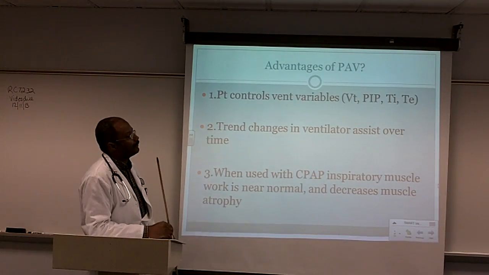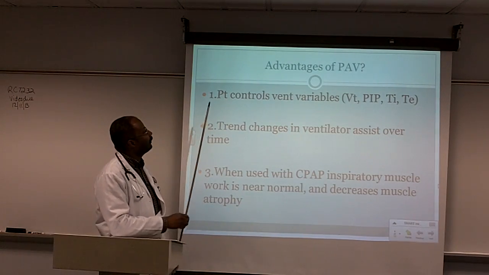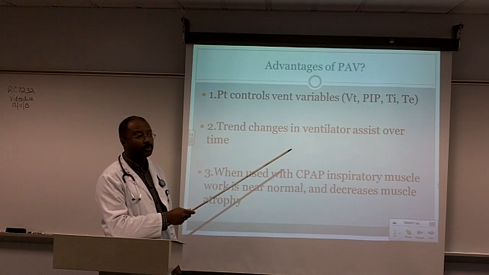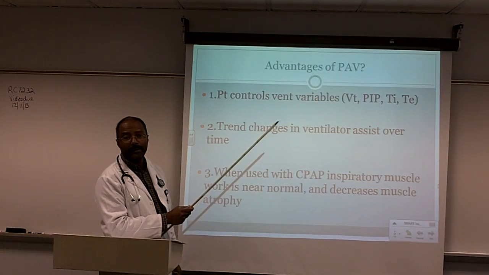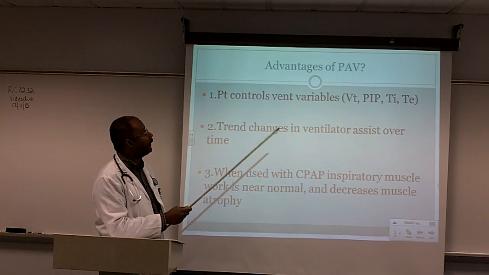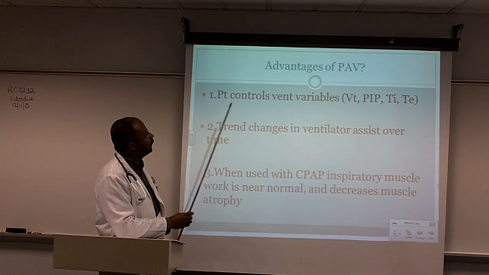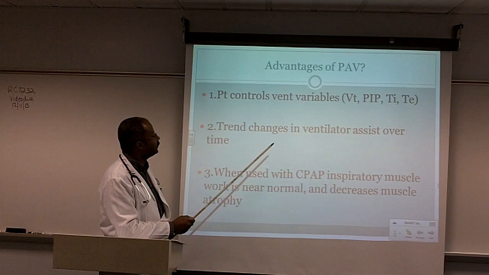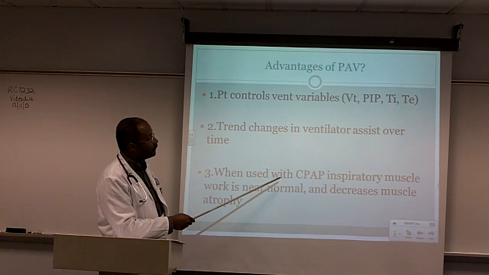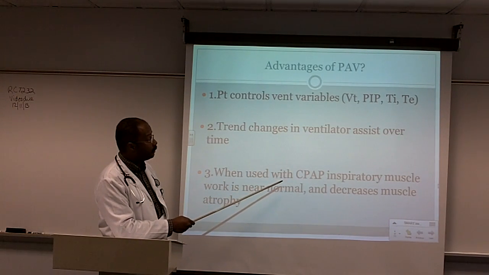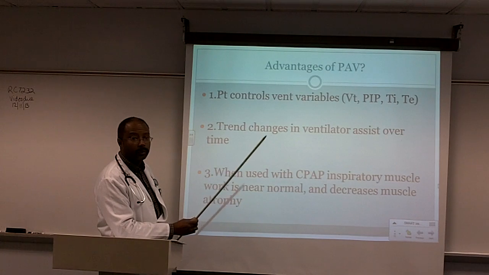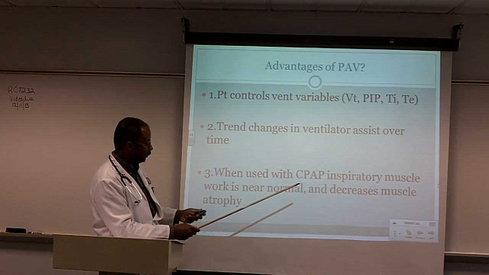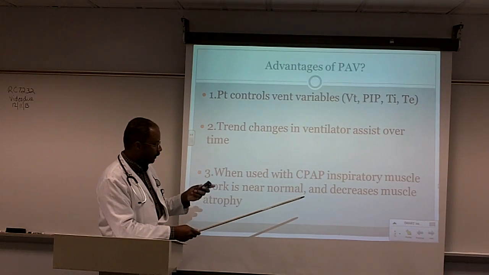Well, what are the advantages to PAV? Well, the patient controls the vent variables: the tidal volume, the peak inspiratory pressure, and both the I time, inspiratory, and expiratory time. It also allows us to turn changes in the amount of ventilator assist over time. Now, when this mode, PAV, is used with CPAP, the inspiratory muscles tend to work near normal, and it also decreases muscle atrophy.